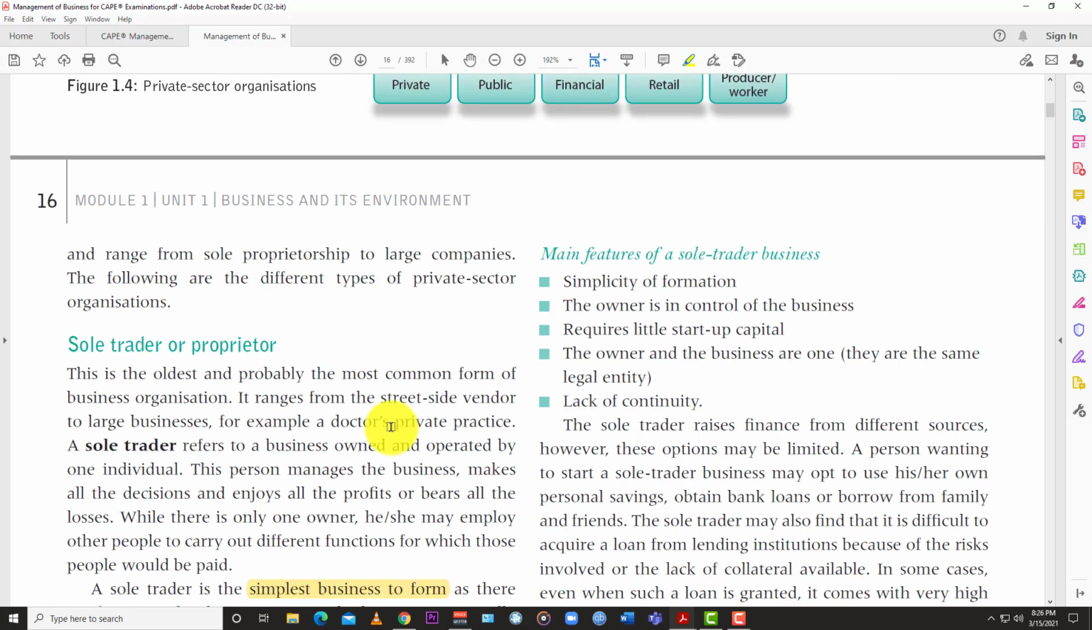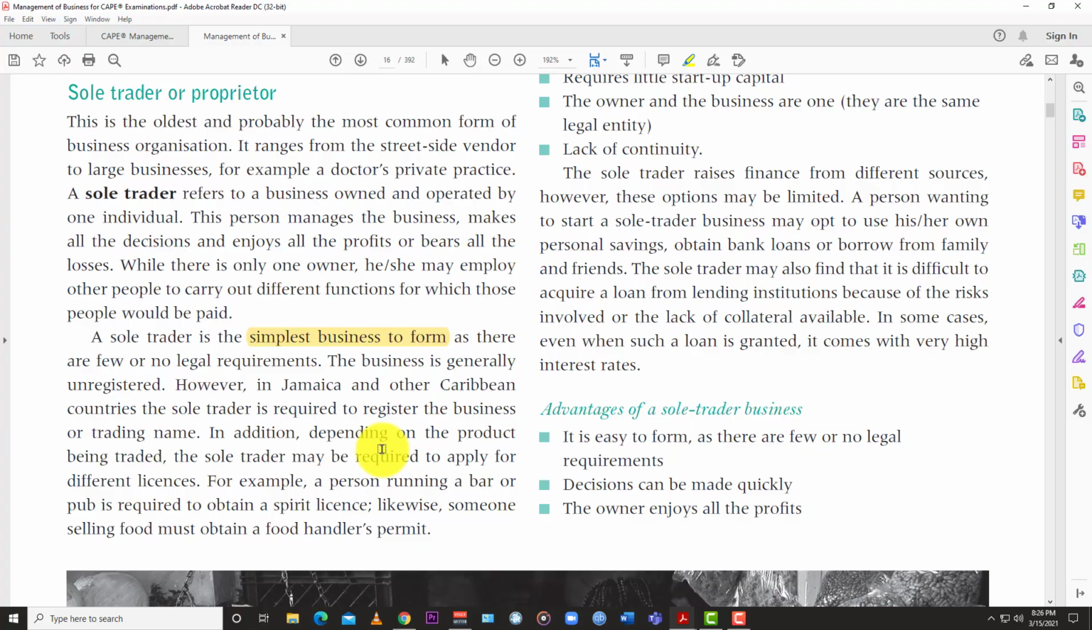So the first one we're looking at here is the sole trader. And as I said before, we covered this in POB, so just to expound on what you already know. This is the oldest and probably most common form of business organization. A sole trader would be someone like a street vendor, maybe a doctor who has their own practice, a lawyer, a bus driver, a taxi driver. All those are examples of sole proprietors or sole traders.